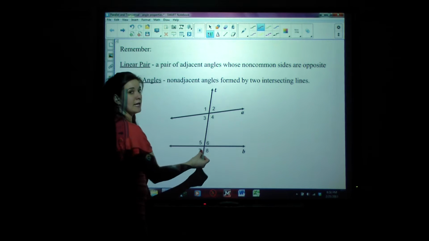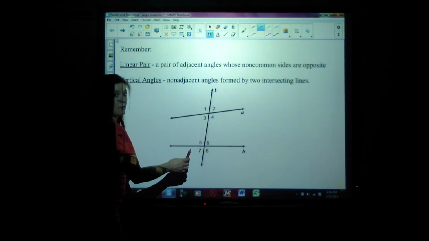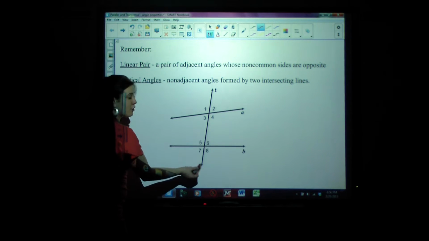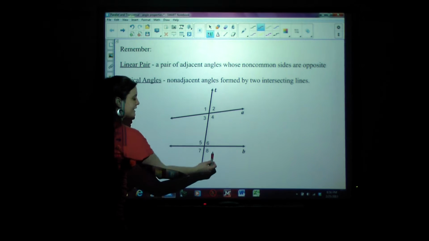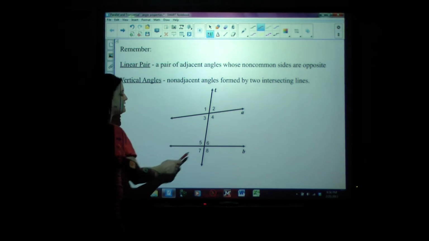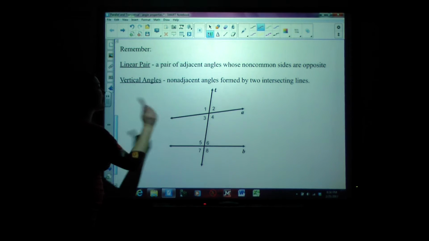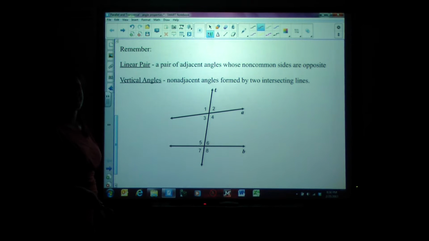1 and 3 are a linear pair. And we're not done yet. 5 and 6, linear pair. 6 and 8, linear pair. 7, 8, linear pair. 5 and 7, linear pair. There are 8 linear pairs in this picture.